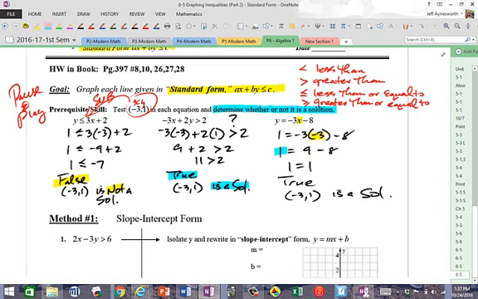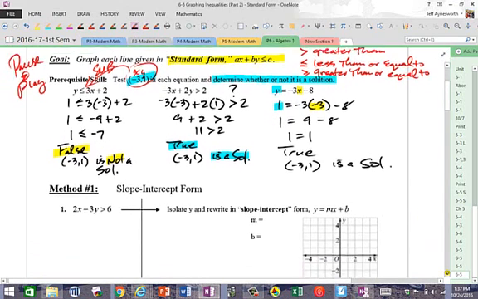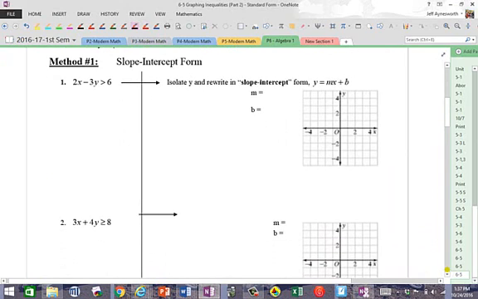Whoops, not right there. I substituted 1 for y because that was the point that I was testing. Okay? All right. Now let's use this skill in a variety of situations here. What we want to do is graph an inequality in what's called standard form: a times x plus b times y is greater than c, where a is 2, b is negative 3, and c is 6.